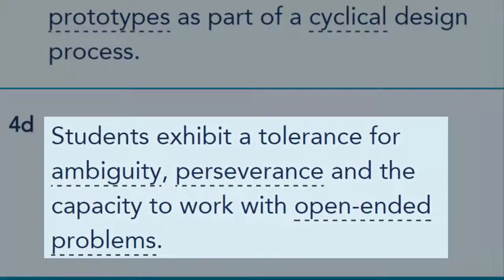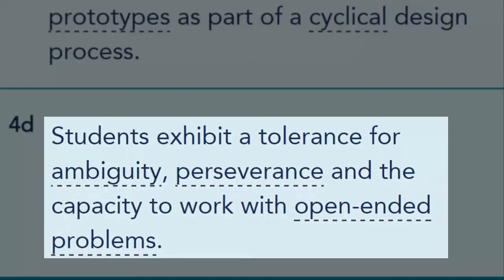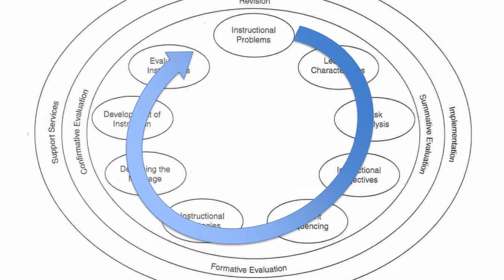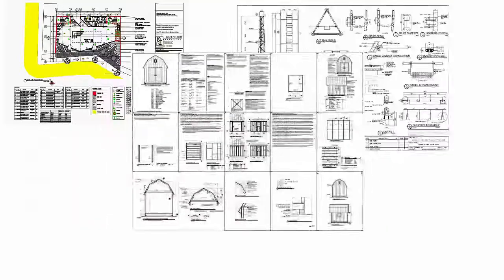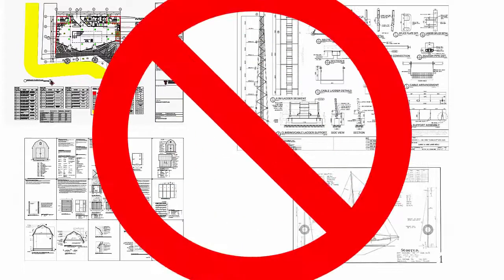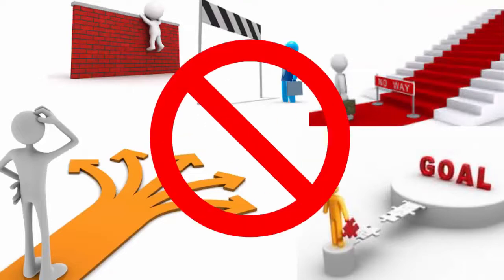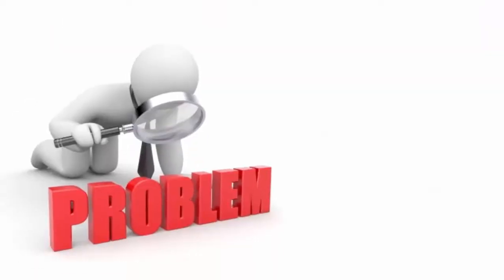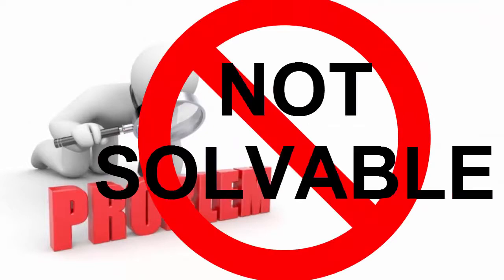Your students also must learn to exhibit a tolerance for ambiguity, perseverance, and the capacity to work with open-ended problems. In our designing and development process, we often don't know every single detail about how it is going to be designed or what it should look like. And we can't really expect and foresee every possible obstacle and problem. When a problem occurs, it might not be really solvable at the moment.